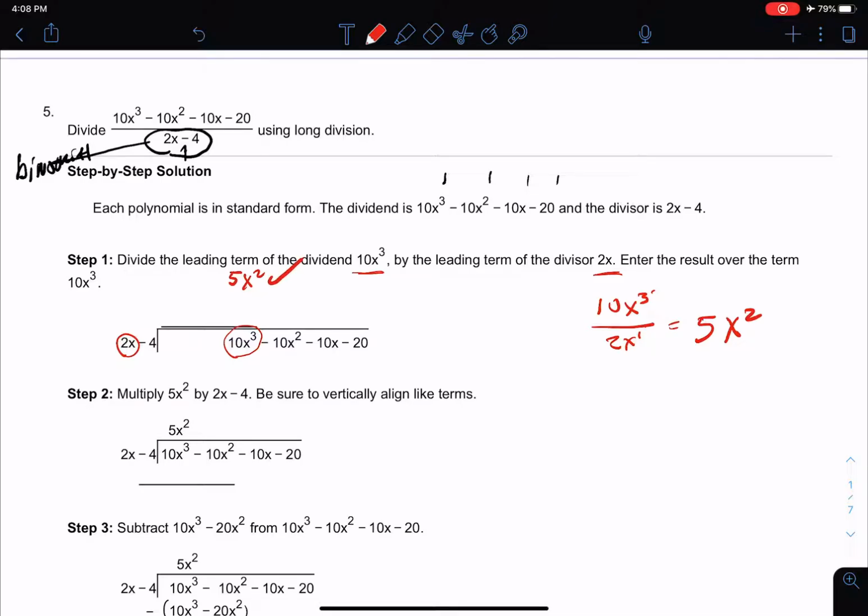So it doesn't really matter how you do it, but whichever way you do it, you've got to do it correctly, okay? There are different ways of doing that. Anyways, we got our 5x squared. That's the main thing here. So now what's the next step?